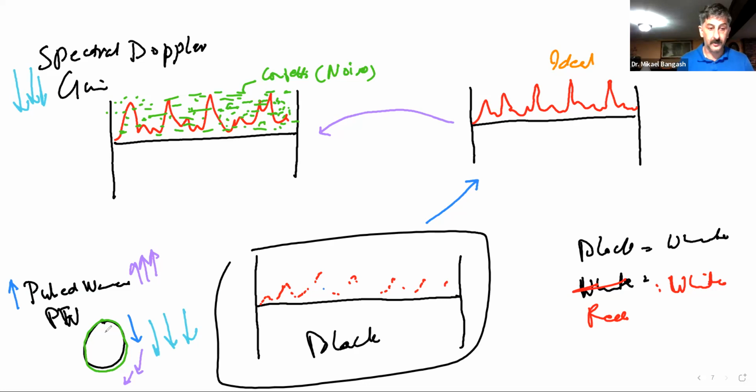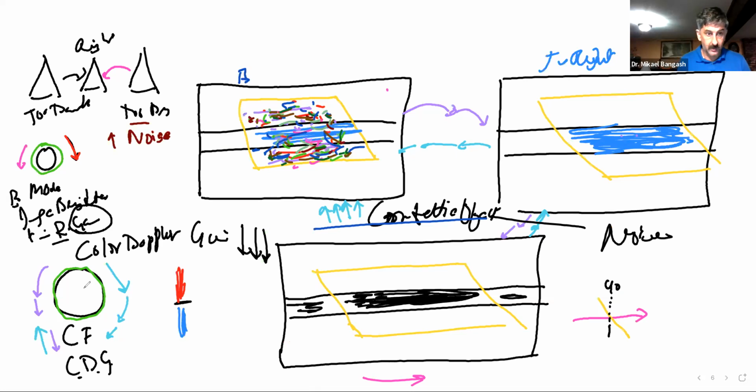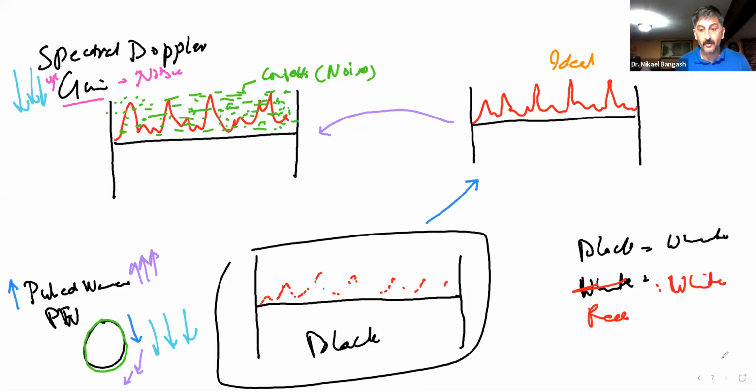Why? Because you increased the receive spectral Doppler gain. You can say it's too much gain. Too much gain leads to noise, which we called confetti. In B mode, too much gain leads to noise.